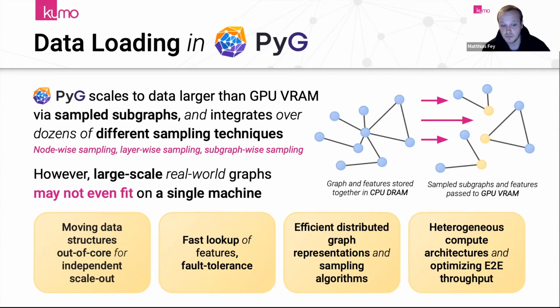That means that we need to move these data structures, these graphs, out of the core for independent scale-out. We achieved that in PyG through abstractions known as feature store and graph store, but you would still be responsible for connecting these feature stores and graph stores to your underlying backend. Then there are major challenges in optimizing this end-to-end throughput and distributed pipeline, which means you need a fast lookup of features and an efficient distributed graph storage that has no problems sampling efficiently.